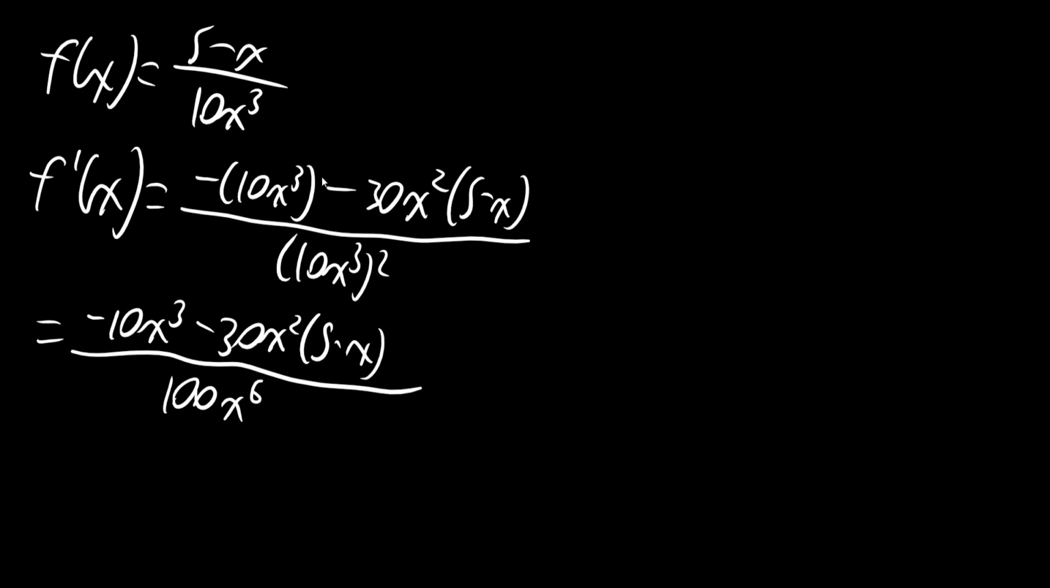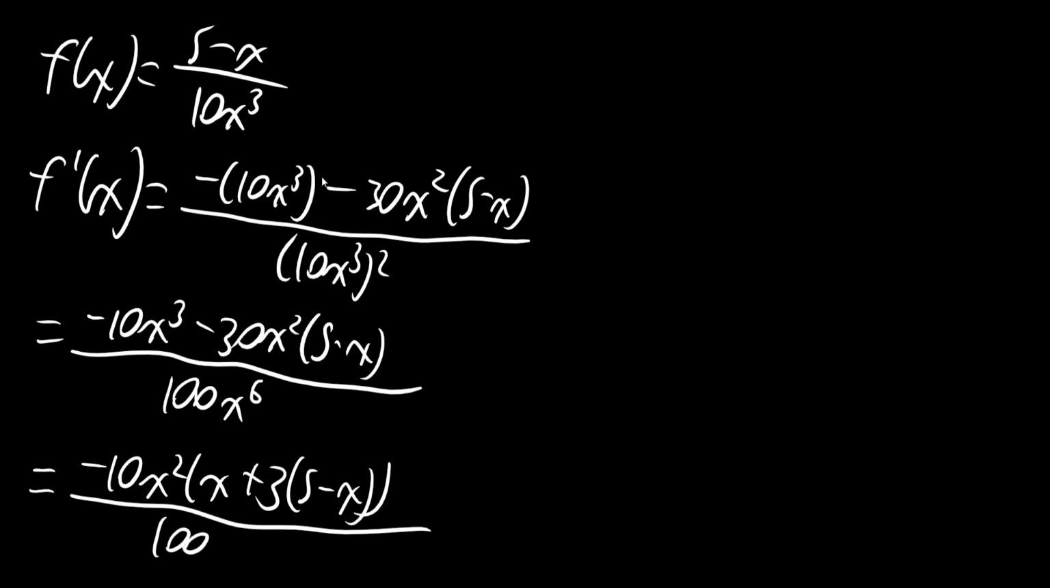So, if you were just asked to derive and you don't have to simplify, you can have either one of these answers. But let's say you're asked to simplify too. So, what we could see is in the numerator, we have a common term of negative 10x squared in both terms. So we factor out that negative 10x squared, we get x plus 3, remember we're factoring out a negative, times 5 minus x, over 100x to the 6.